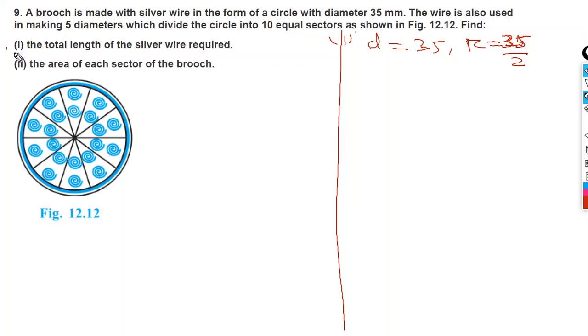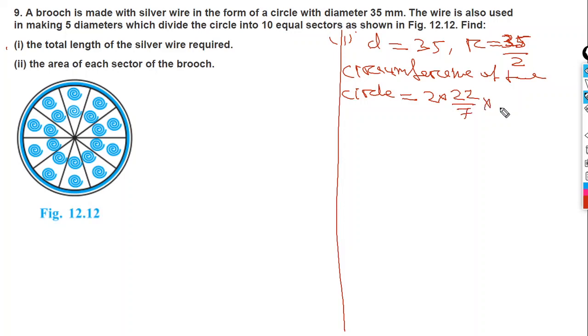So first we will find the circumference of the circle, equal to 2 pi r. Pi is not given, so we can write 22 by 7, into r, which is 35 by 2. Now you can cancel, so it will be 22 into 5, which will be equal to 110 mm. So this is the circumference.